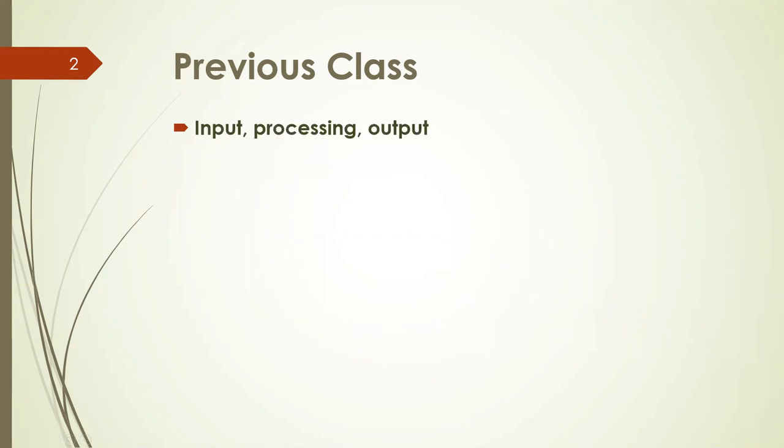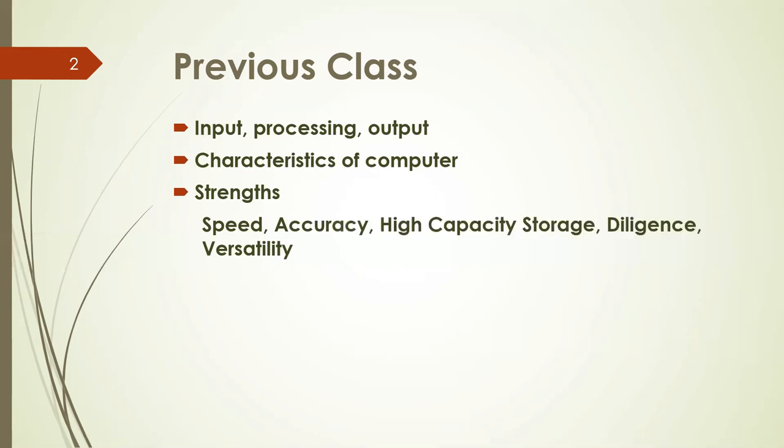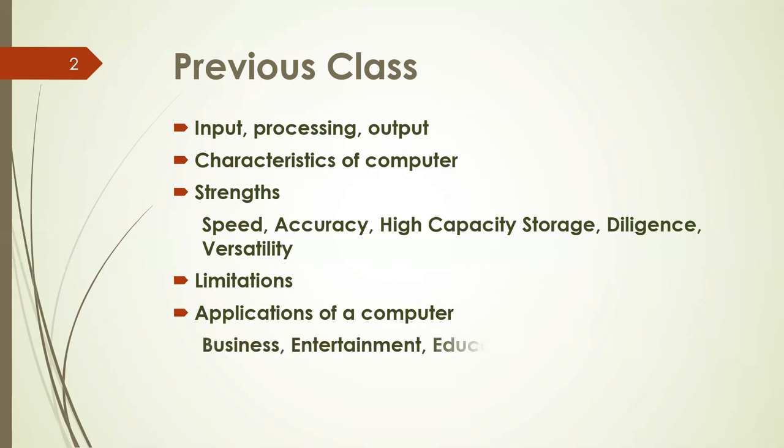In the previous classes, we have learned about input, processing, and output: after giving input, how it is processed, and as output, how it will show. The characteristics of a computer we have already learned. Under characteristics, we learned the strengths: speed, accuracy, high capacity storage, diligence, versatility. Limitations also we have learned: a computer cannot take decisions by itself, and the user needs to program it to perform a specific task. Applications of a computer, from that we have learned business, entertainment, education.